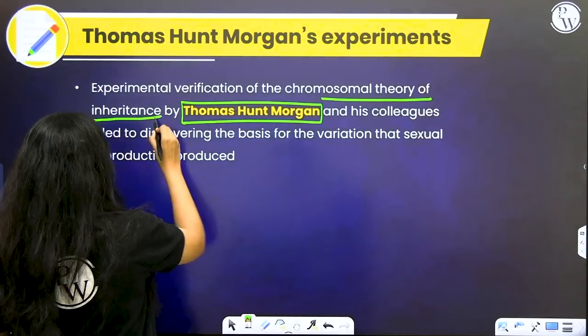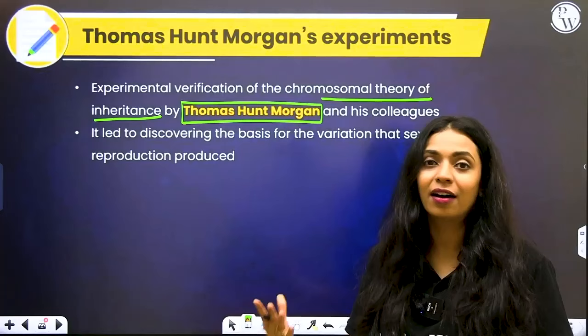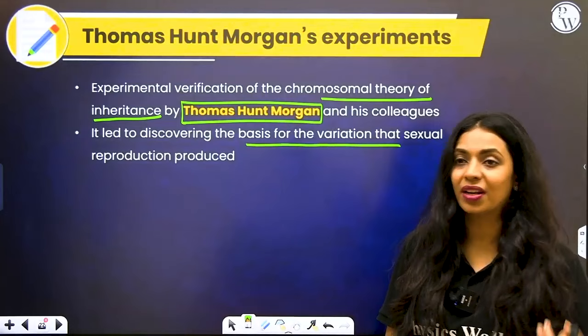Genes are in the form of DNA. They are located in the chromosomes. And that is what is responsible for inheritance. So the experimental proof was provided. That theory was validated by the work of Thomas Hunt Morgan and his co-workers. Okay. So based on his work, we discovered the basis of variation during sexual reproduction.